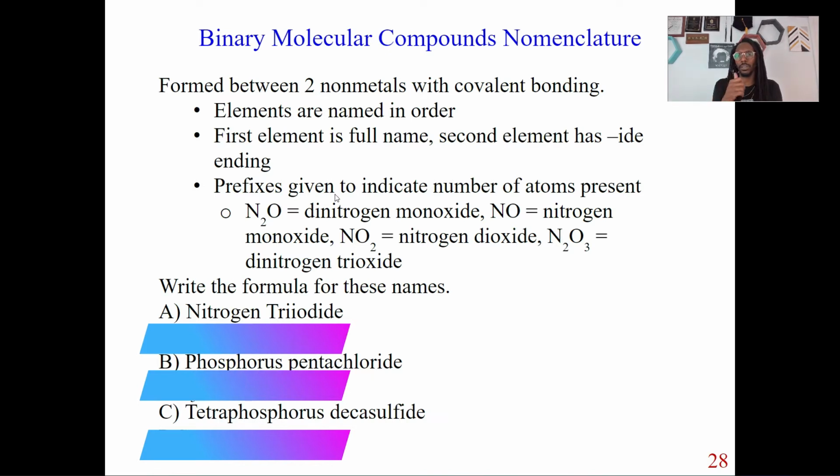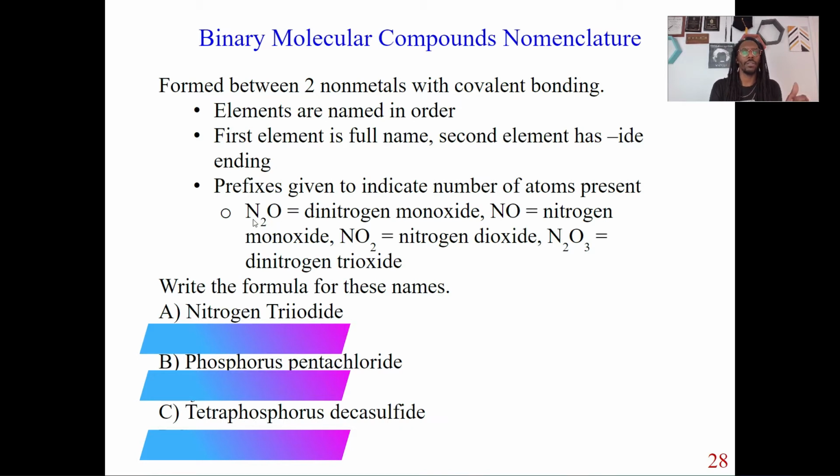However, here's the key difference. You have to use prefixes to indicate the number of atoms. For molecular compounds, we use prefixes. For ionic compounds, we're not using prefixes. For instance, N2O is letting me know I have a nitrogen here, I have two of them, and I have one oxygen here.